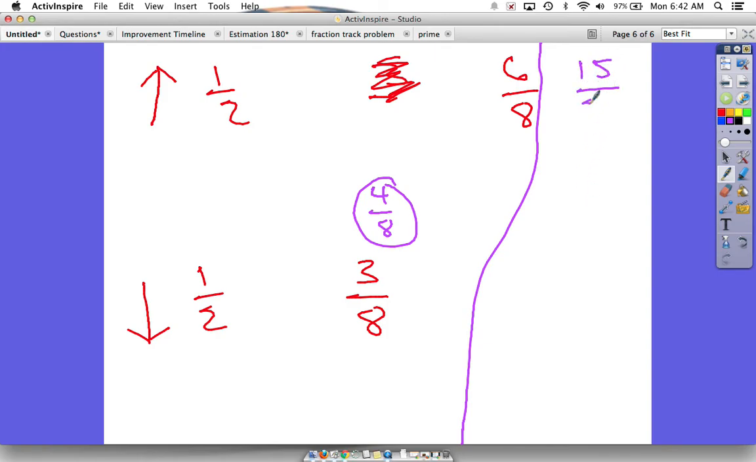15/20 would be a good example of something that is more than half. 2/20 would be an example of something less than half. If you think about a brownie pan cut into 20 pieces, if it was 10 out of 20, you'd have exactly half. But 15 is more than 10, so it's more than half. 2 is less than 10, so it is less than half.